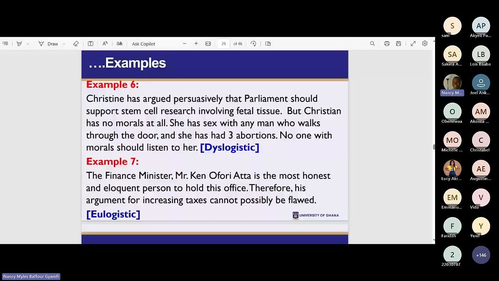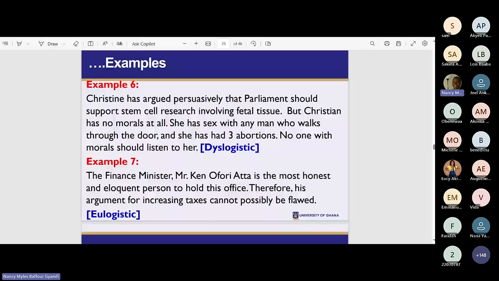Look at our problem with this argument. And these are old slides. So my colleague prepared this. I know that this was there even before, I think it was 2019 or so. So no one should think that it was prepared recently. But the substance of it is still relevant today. You say the man is the most honest and eloquent person such that he couldn't, look at why it is eulogizing. Look at the conclusion you want to make, so that it is not possible that he can be flawed, he can make an error in the argument he is making for increasing taxes.